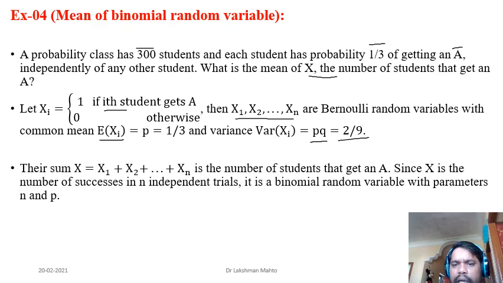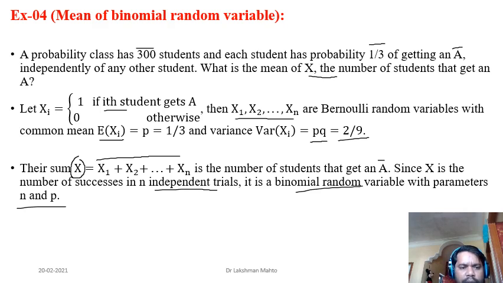Now come to our given random variable. It is talking about the number of students that get a grade A. What does it mean? There are n number of students, each with a Bernoulli random variable. If you sum all these up, it will give X. X is your binomial random variable, the number of students that get A grade. Since X is the number of successes in independent trials, it is always binomial in nature. So it is a binomial random variable with parameters N and P.